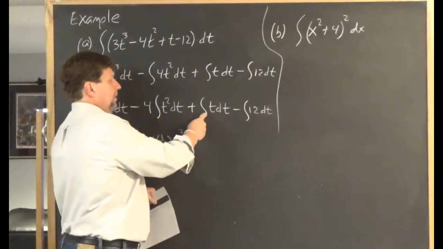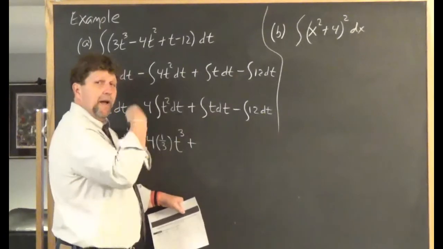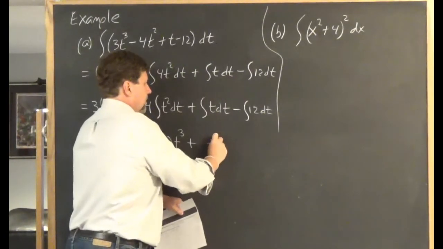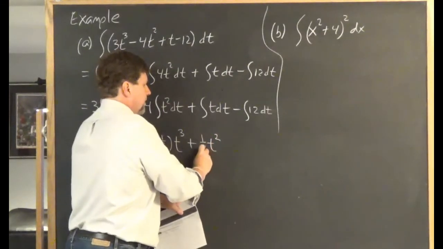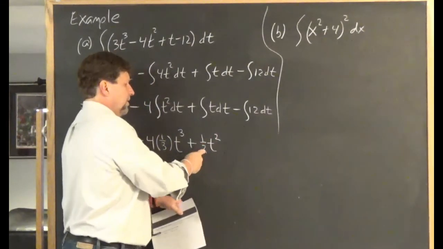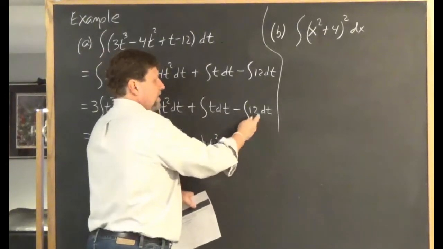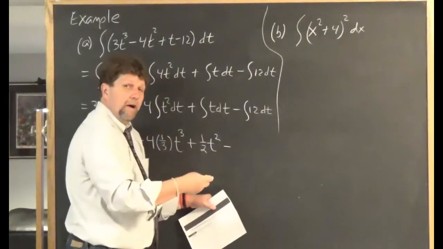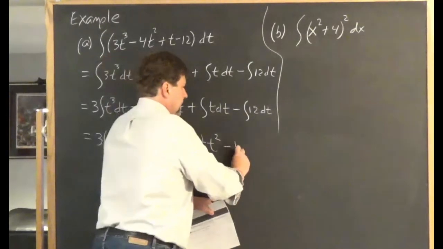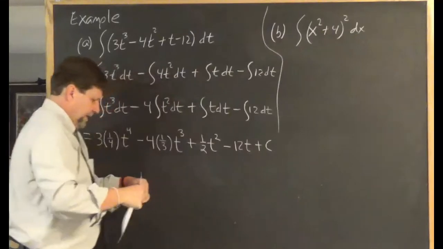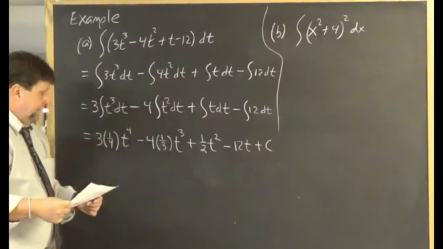plus, well, the antiderivative of t. So I add 1, power rule, add 1 to the exponent. And then the little multiplier that goes in front is the reciprocal of this new exponent. Then our constant rule. Well, the antiderivative of 12 with respect to t is 12t. And then I tack on the plus c.